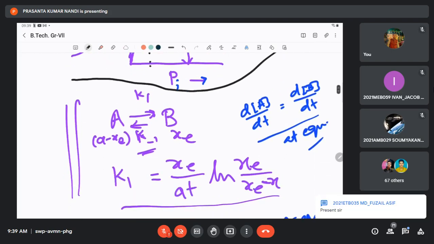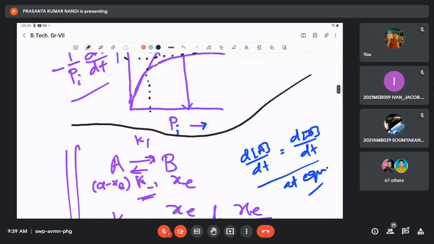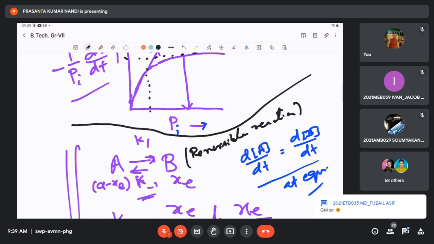Reversible. And I think you have some idea from these expressions what you can say: this is a reversible reaction. Reversible in the sense A to B and B to A, both are possible. Actually, almost all reactions are reversible in nature, but it depends on the difference in the rate of the forward and backward steps.